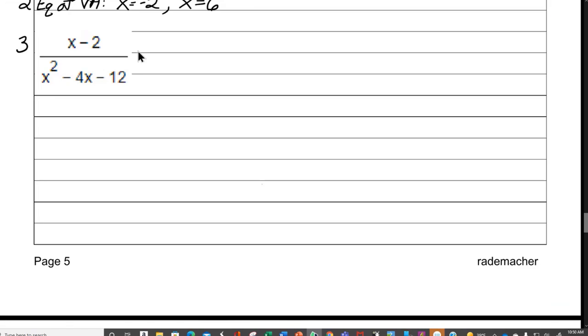What we do to find the horizontal asymptote, the HA, is we look at the highest degree term, the highest power term on the top, and the highest power term on the bottom. Notice that the top, the numerator, has a binomial, x minus 2, that has degree 1. The denominator, the bottom, has a quadratic trinomial in it, which is a polynomial, and it has degree 2.